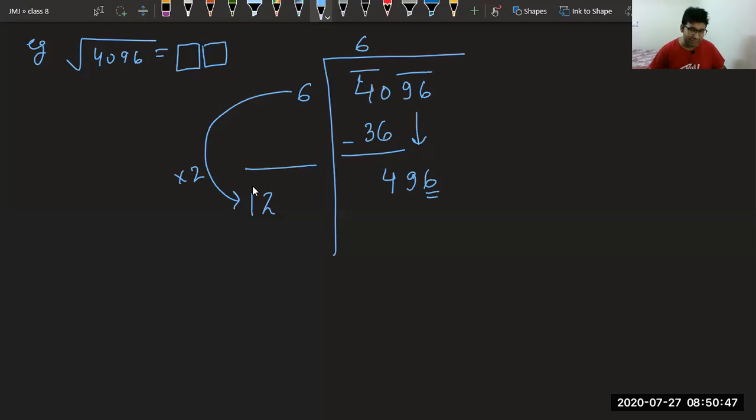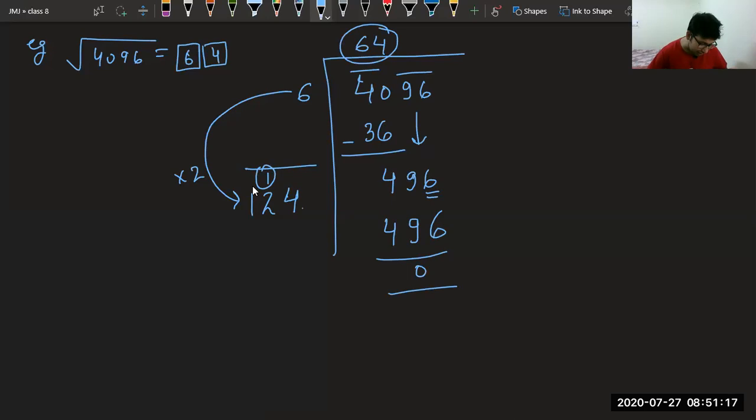Now, we want a 6 in the last. We have seen there are 2 cases which can give us 6. Either 4 or 6 only. So, first we will try with 4. If 4 doesn't work, we will go with 6. So, let's go with 4. 4 4s are 16. 1 is carried. 4 2s are 8. Plus 1, 9. 4 1s are 4. We have got 496 and the answer is 64. It is a perfect square and the square root is 64.